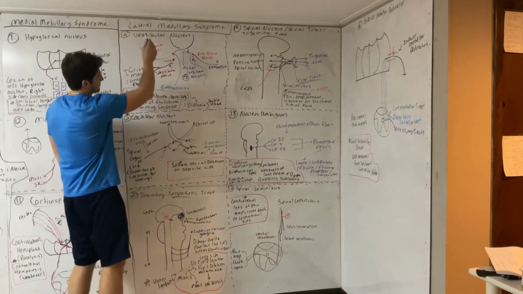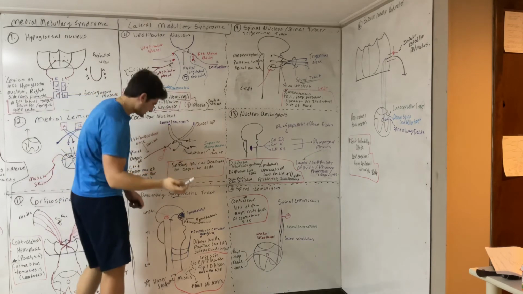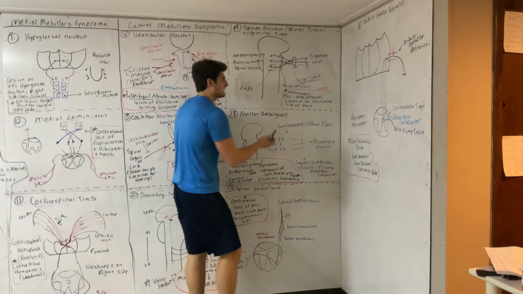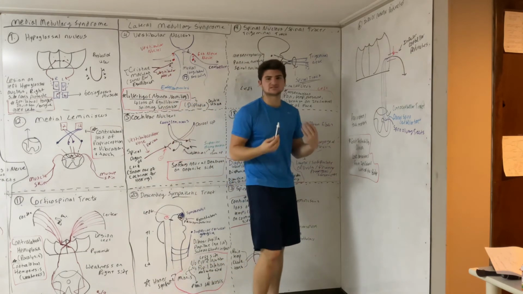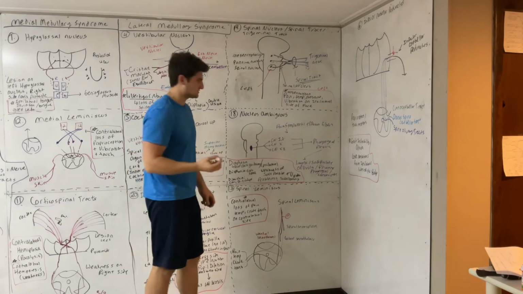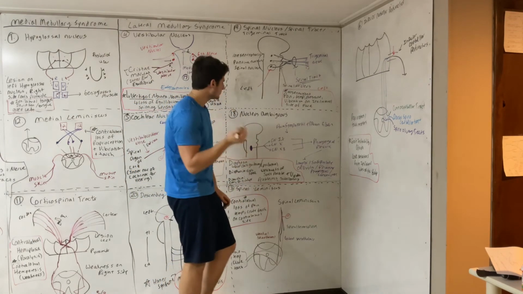First, for lateral medullary syndrome, we have vertigo, we have deafness, we have Horner syndrome, and now we have ipsilateral loss of sensation of the face. Next up, nucleus ambiguus. Fortunately, again, three different regions. However, we'll do it quick.